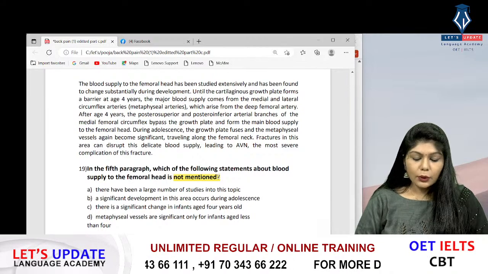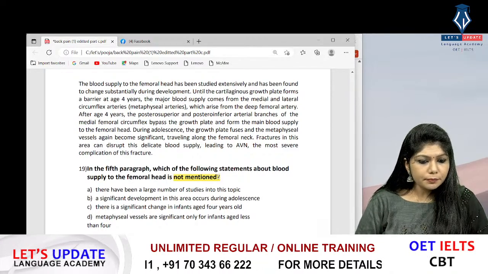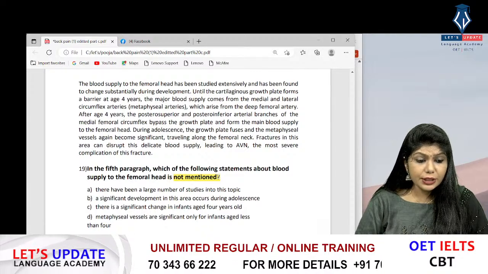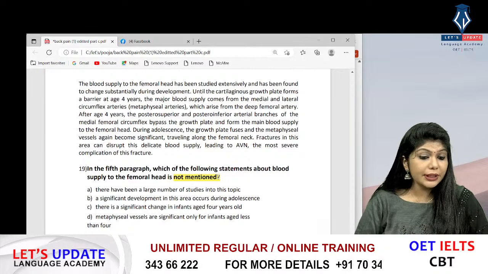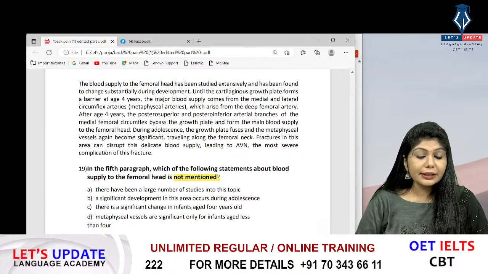Okay, so let's just read this. The blood supply to the femoral head has been studied extensively and has been found to change substantially during development until the cartilaginous growth plate forms a barrier at the age of 4 years.